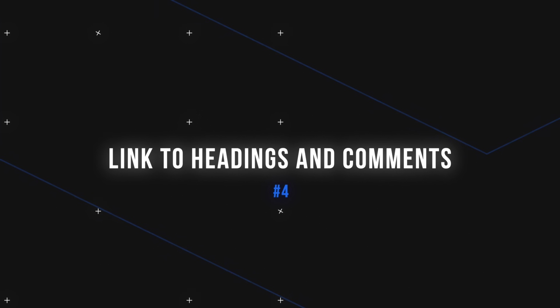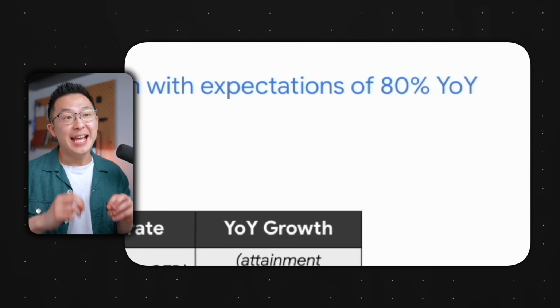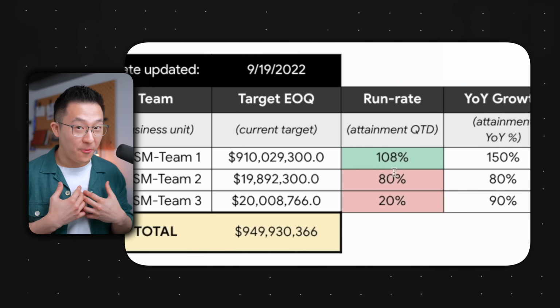Productivity tip number four, link to headings and documents. If you watch my other videos, you know one of my very unpopular opinions is that when colleagues don't complete their assigned tasks, 90% of the time, it's our fault for not making it easy enough for them to take action. For the remaining 10% of the time, they're just idiots. Just kidding.